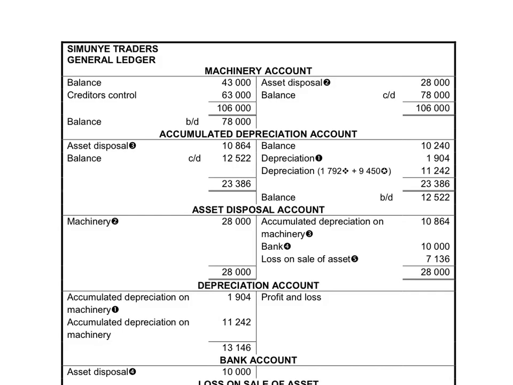When we complete the ledger accounts, we must determine what was our opening balance in the machinery account at the beginning of the financial year.